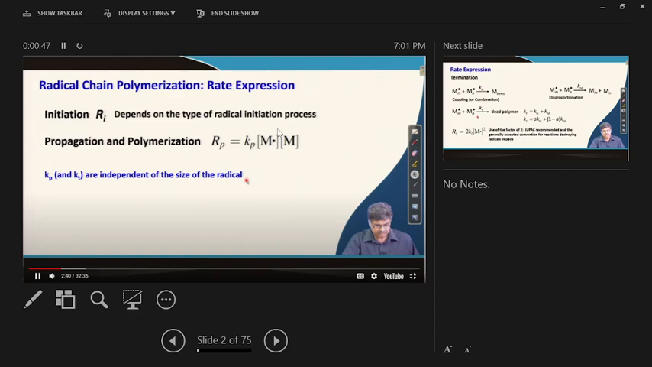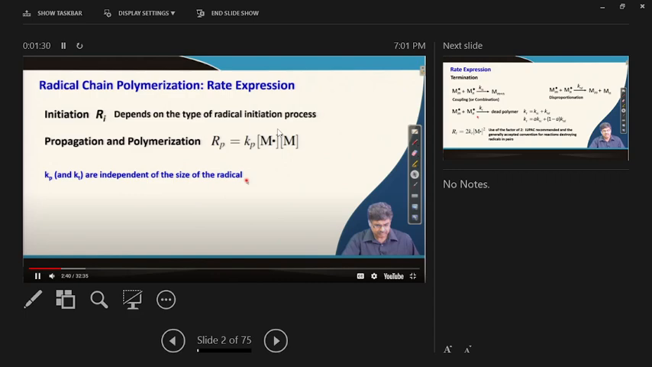But it also sometimes creates a problem. If more radicals are there, then it will make small chains, because the monomer will be distributed among more radicals. So the length of chain will decrease, and the final molecular weight of the polymer will decrease. Generally we need a polymer with high molecular weight, so it can sustain the required applications. Here initiation Ri depends on the type of radical initiation process.